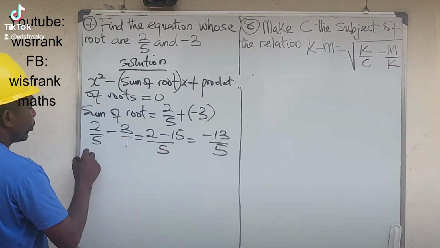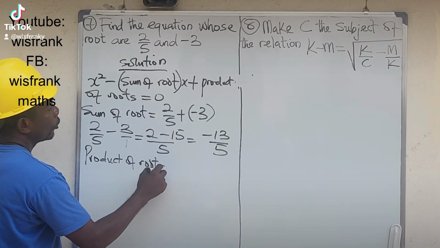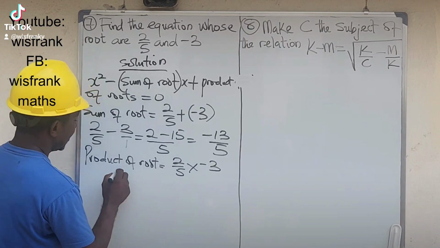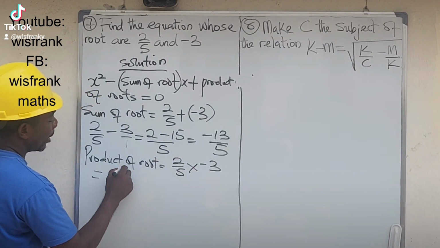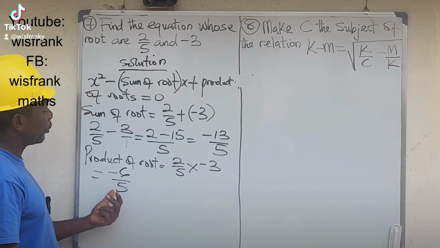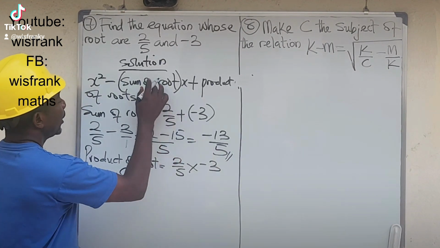So the product of the roots equals 2 over 5 times minus 3. This is the same thing as minus 3 times 2, we have minus 6 all over 5. So this is the sum of the roots and this is the product of the roots. So we are going to substitute this and this into what we have here.